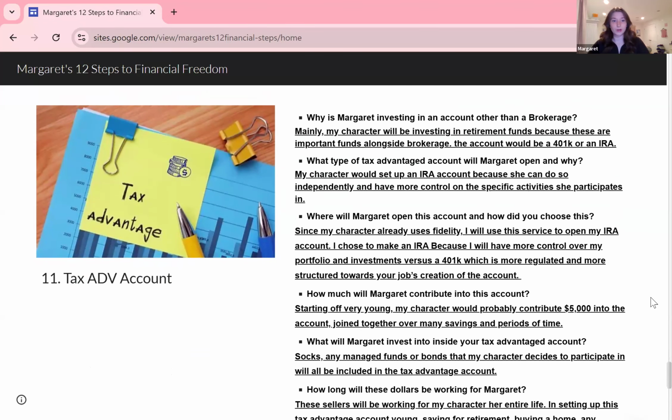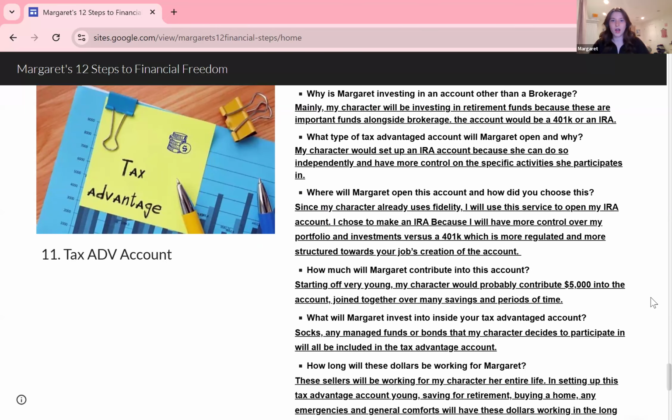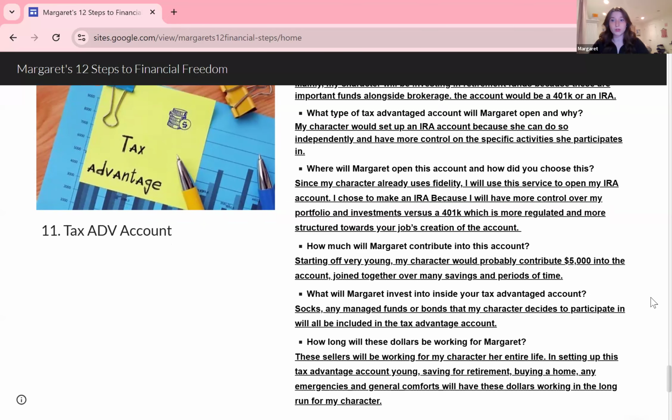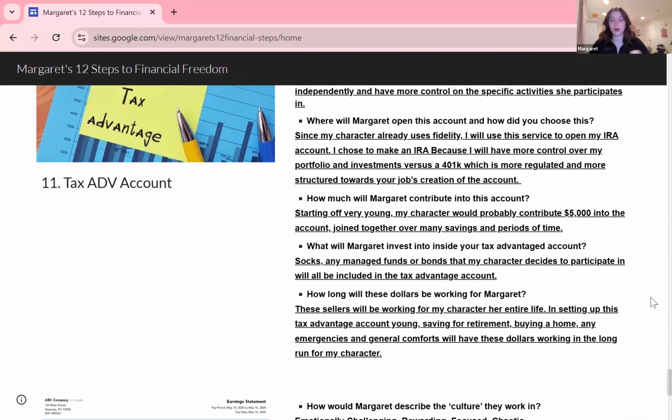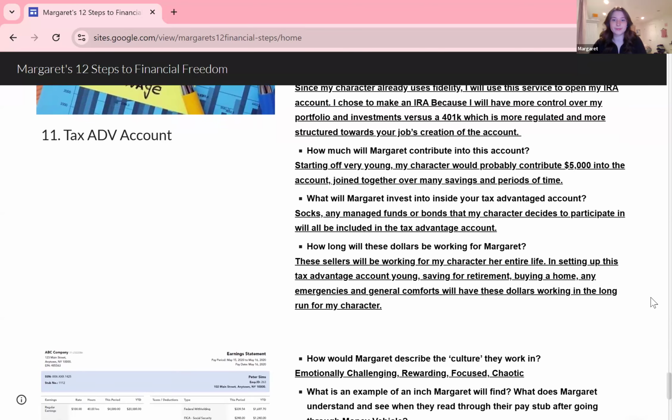Next, for step 11, we are going to be looking at tax advantage accounts. So this is going to be what type of accounts can we invest in that are different from just our average accounts. It's going to be kind of an extra layer of how we can most save and prioritize the finances that we are creating throughout our whole lives.